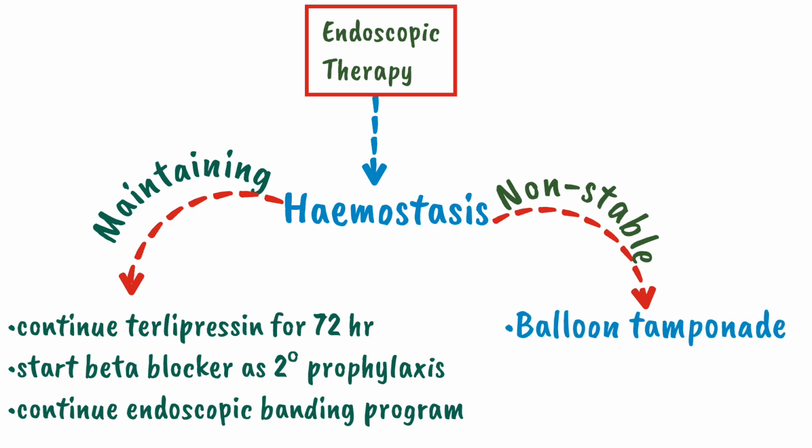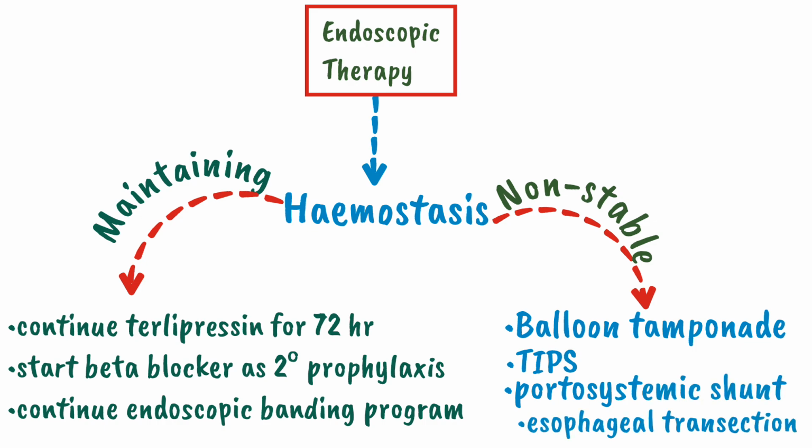But if the patient is not maintaining their hemostasis, the next step is to perform other procedures such as balloon tamponade, meaning that we will stop the bleeding by placing the Sengstaken-Blakemore tube. We can perform the emergency TIPS, or we should perform the portosystemic shunt surgery, and in severe cases we can perform esophageal transection. It was all about the management of acute variceal bleed.